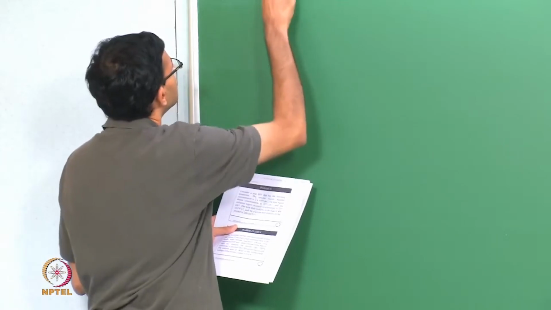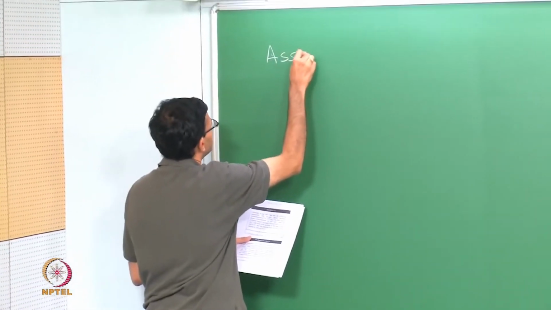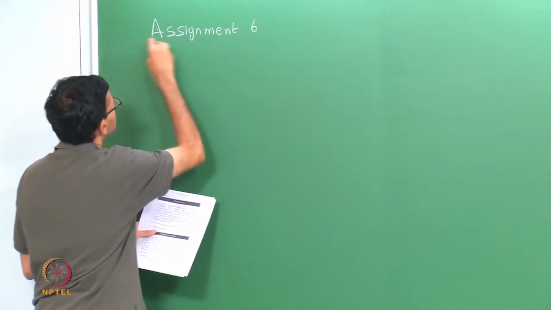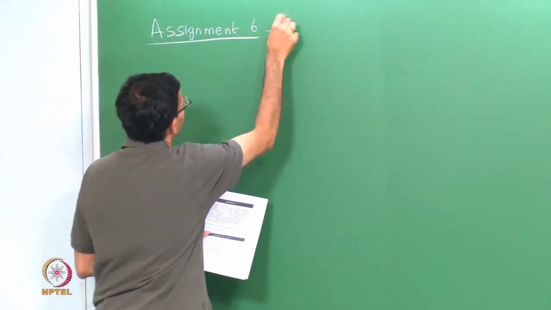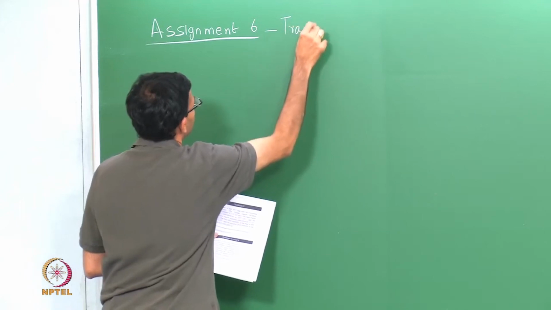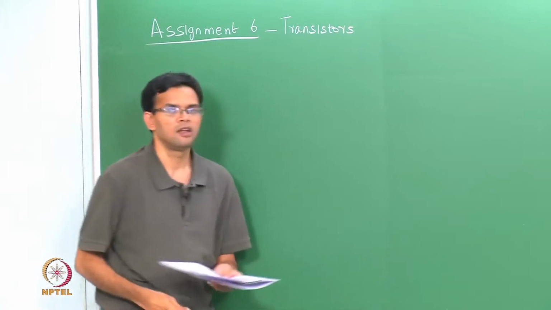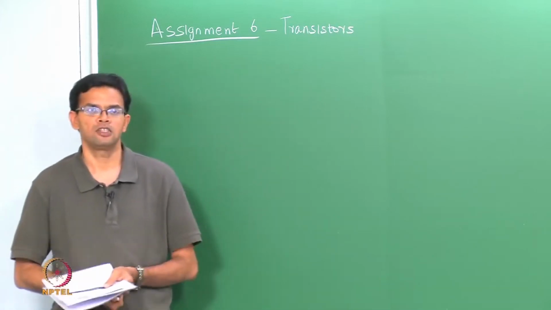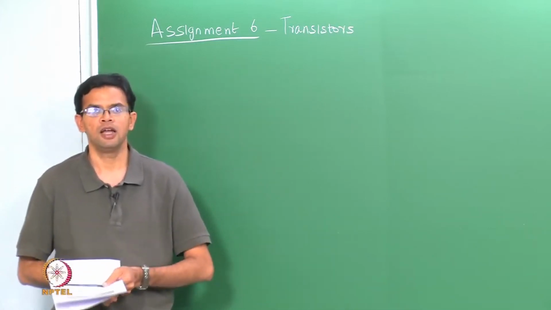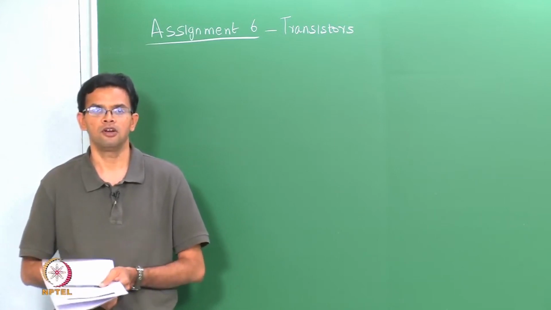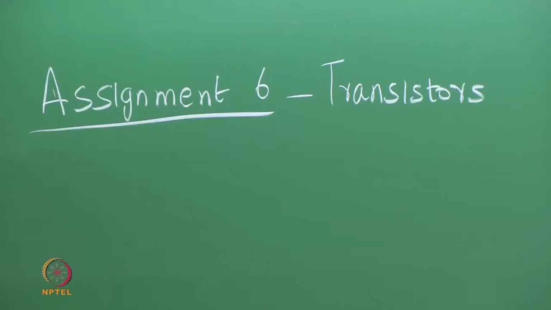In today's assignment, we are going to look at transistors. This is assignment number 6. We are going to look at numerical problems related to transistors. During the course of the lecture, we saw the theory behind the transistor action. We saw that there were 3 main kinds of transistors that we discussed.